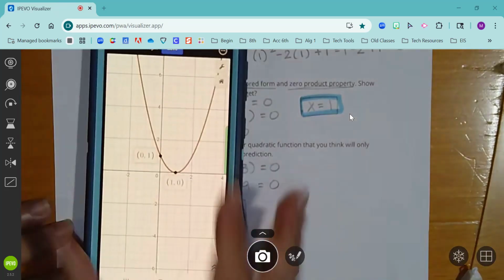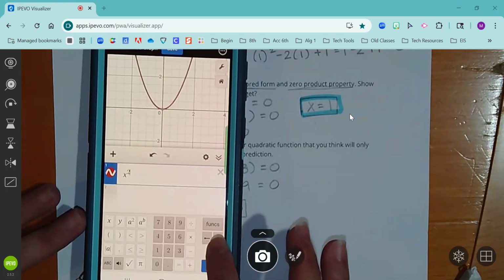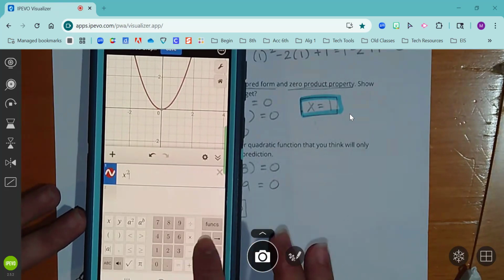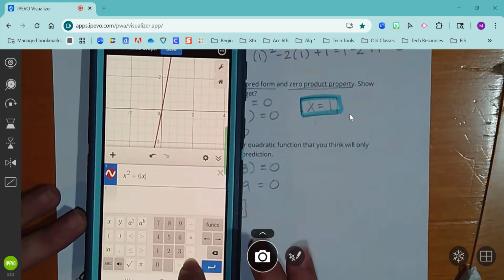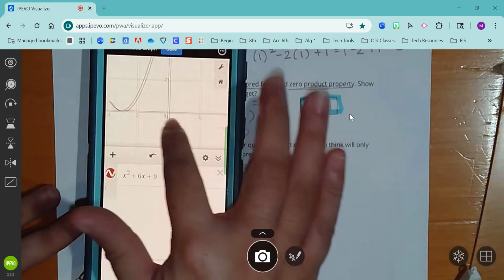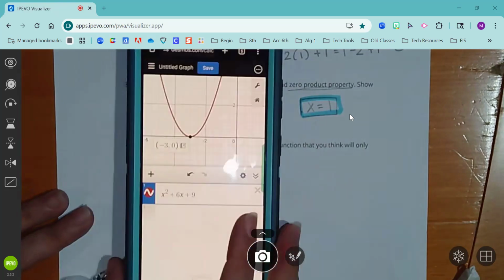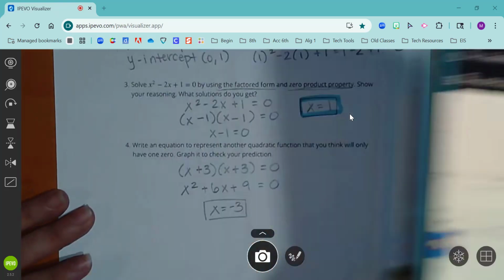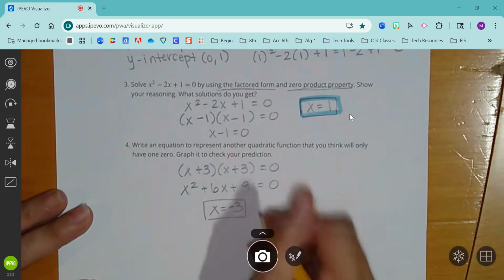So let's graph and see what I get. x squared plus 6x plus 9. And let's look at what I get. You'll notice right there, I only crossed the x-axis once at -3, 0. So yep, that equation will get me only one solution.